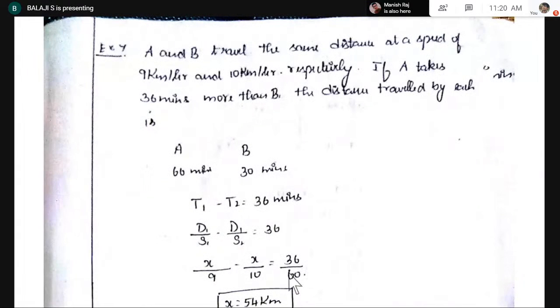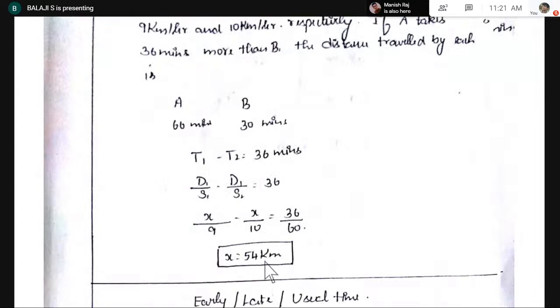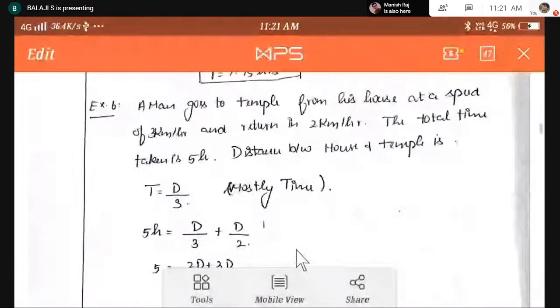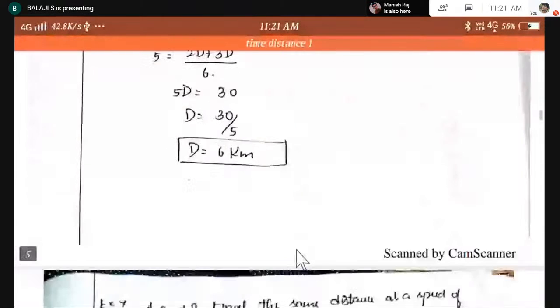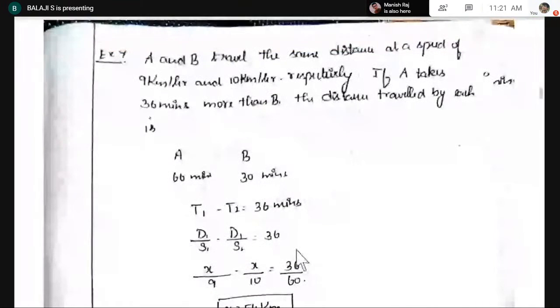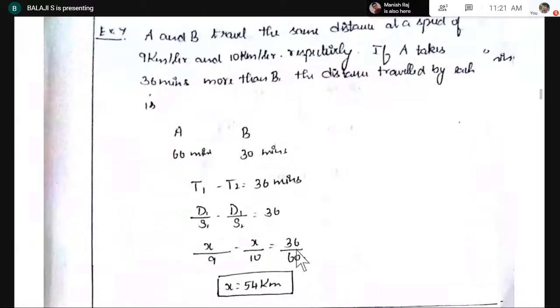Why are we putting the 60 here? The speed is in kilometers per hour, but the 36 is in minutes, so we have to convert the minutes into hours. That is 36 divided by 60. We solve this and we'll get 54 kilometers. Simple, right? And the last two problems, that is 6 and 7, are very, very important, and most question papers will contain this sum.